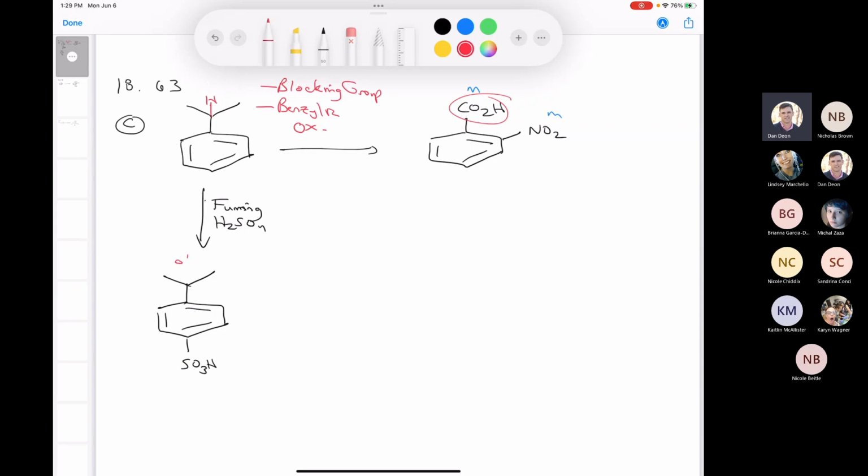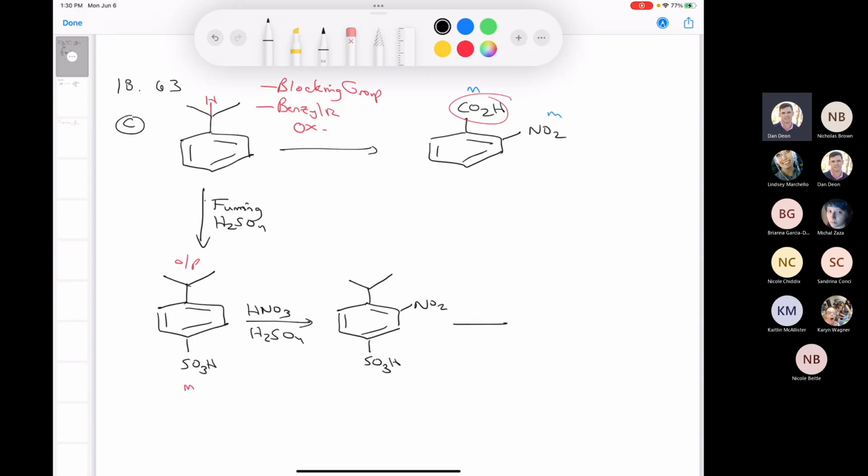Look, this is an ortho-para director. This is a meta-director. If we nitrate, it's going there. No doubt about it. So let's put in our nitro group with nitric acid and sulfuric acid, like that. So we got our nitro group here. We still have our sulfonic acid.